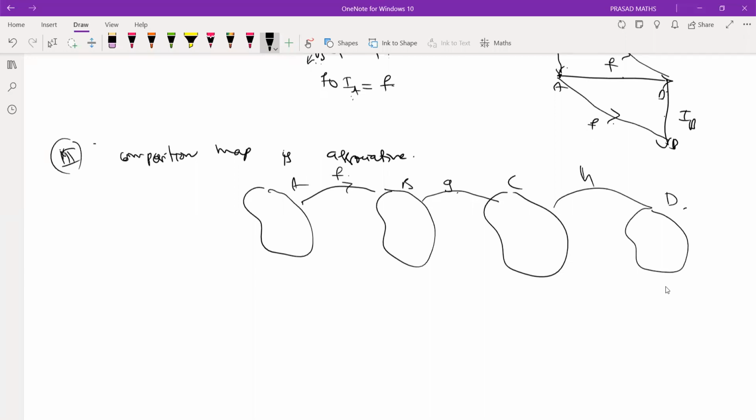So H circle (G circle F) is equal to (H circle G) circle F. This is true for any three functions whose composition is well defined. So this is true for any three functions provided composition is meaningful. Right? Composition map may not be commutative.